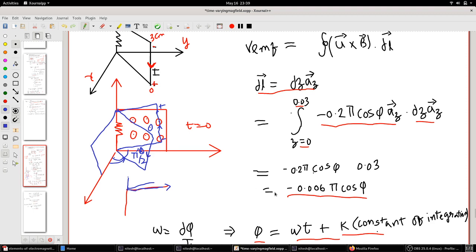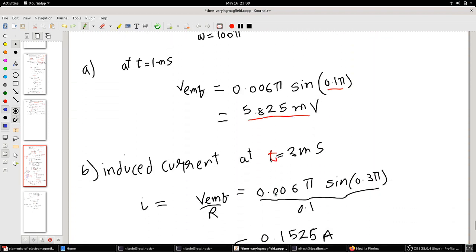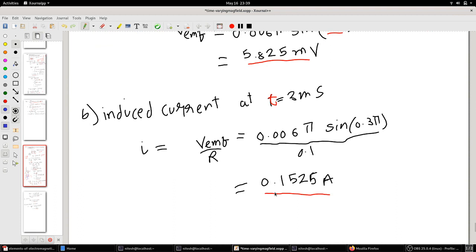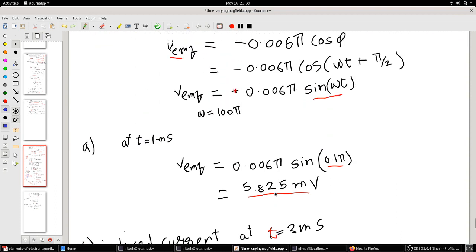Clear? Yeah. So that is as per Lenz's law. This is what we follow here when we use Faraday's law and this particular equation. Clear?